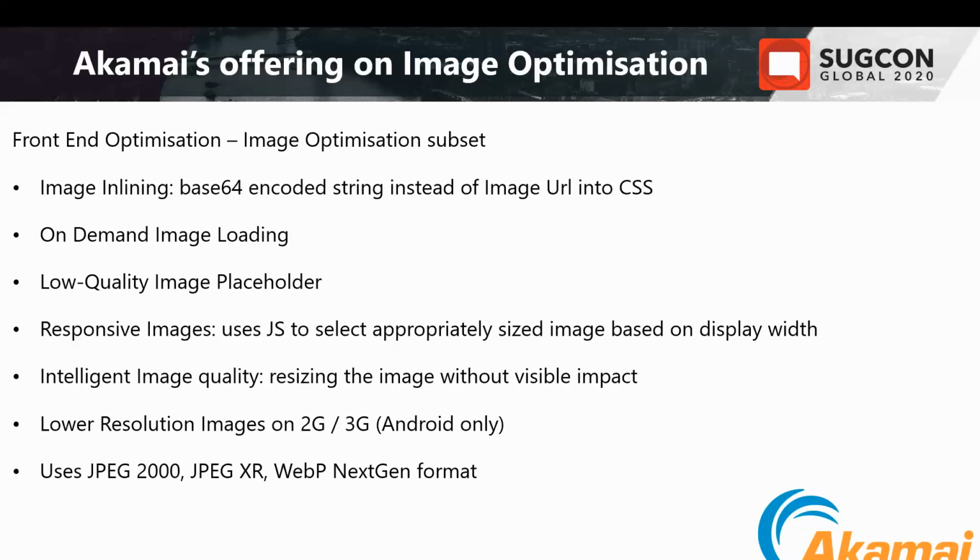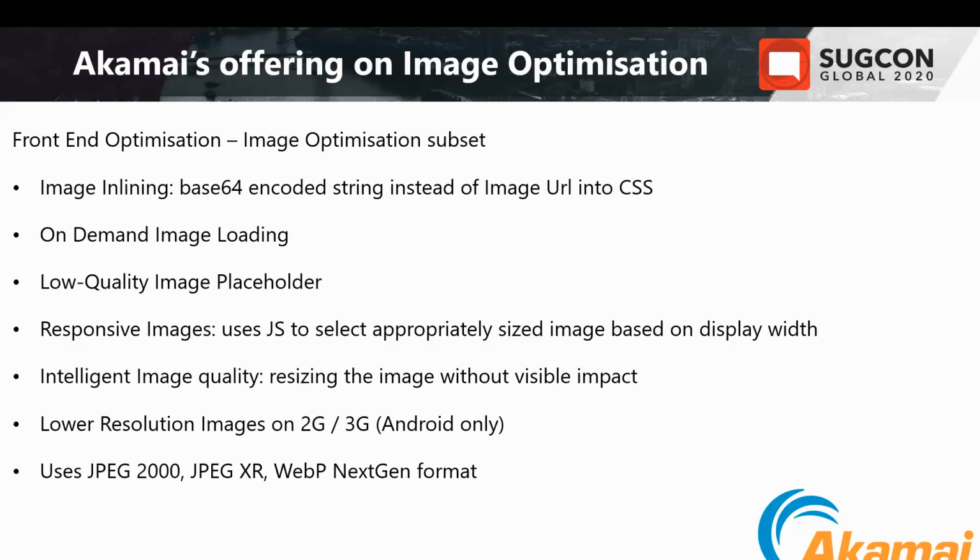Intelligent image quality. Front-end optimization can apply image resizing to cut down on the number of bytes required for a given image without visible impact to image quality. If your image tag has specified a width and height, it will go out and resize the image for you at the CDN and bring that in, rather than serving out the original image size and wasting all the bytes, because the image is going to look exactly the same anyway.